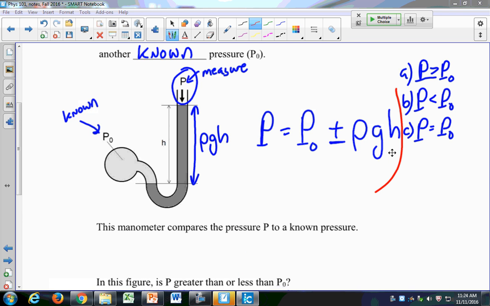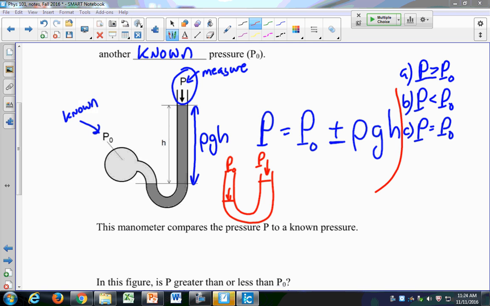Because if P was greater than P naught, I would have forced all of this liquid into this bubble. This might make more sense if you think of it as a tube that looks like this. Here, I would have P over here and P naught over here. So this would be P, and this would be P naught. If this pressure is smaller, it's going to look like this. If P is bigger, it's going to look the opposite. If this pressure is bigger than P naught, it pushes the levels of the fluid in the opposite direction.